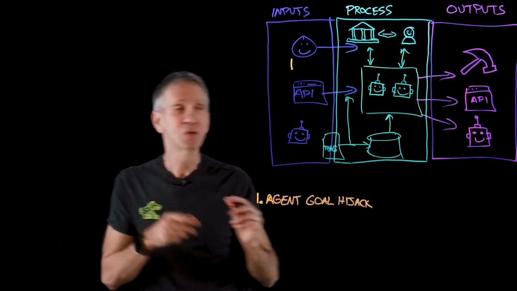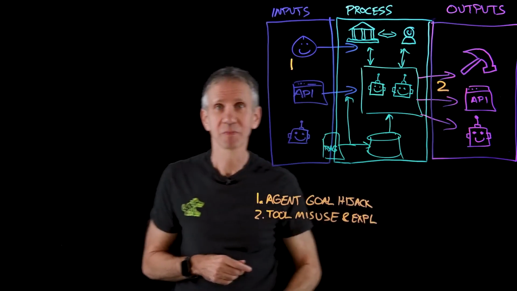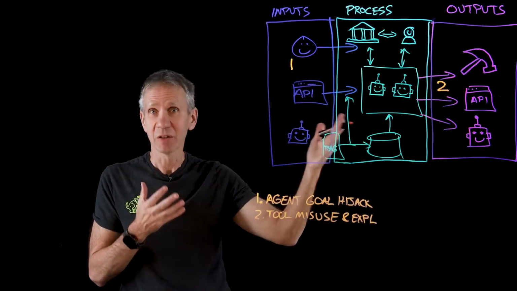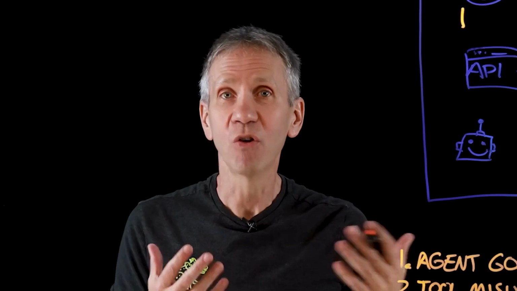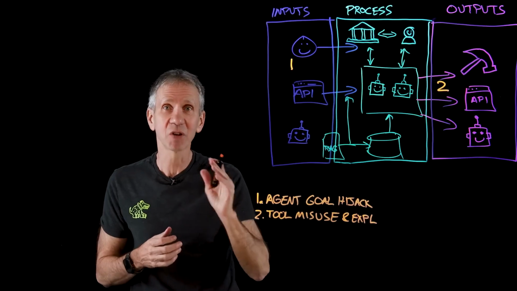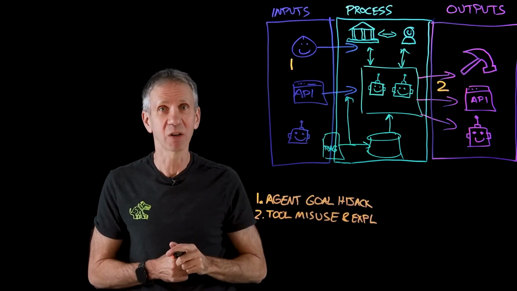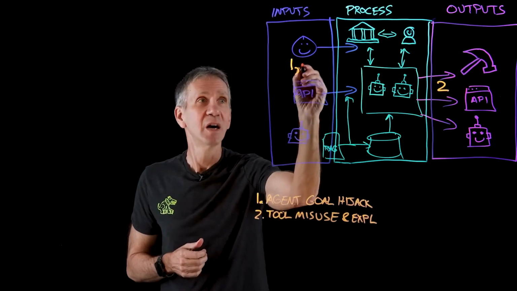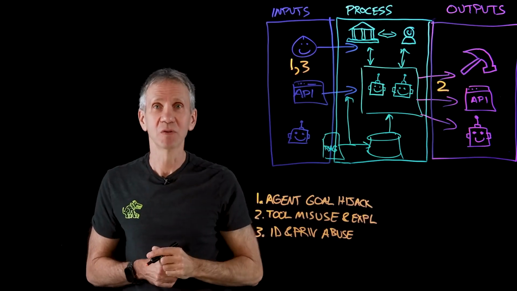Number 2 on the list: tool misuse and exploitation. Agents have the potential to misuse legitimate tools that they're authorized to use. Overprivileged access, ambiguous instructions, or unsafe chaining can lead to data loss, exfiltration, or costly actions without any exploit. The risk comes from autonomy combined with weak guardrails. That's a bad combination.